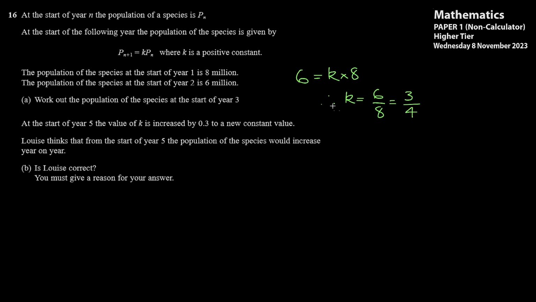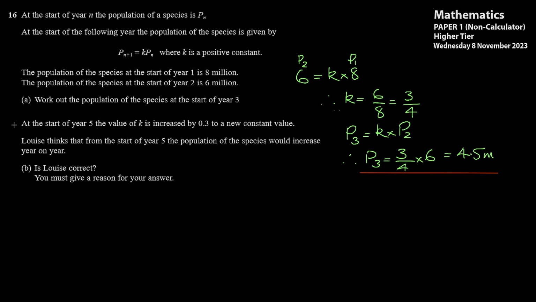So we're now after the population at the start of year 3. This was P1, remember? This was P2. So P3 is equal to k multiplied by P2. So therefore P3 is equal to 3/4 multiplied by 6, which is equal to 4.5. And this is in million. And that will be your answer.